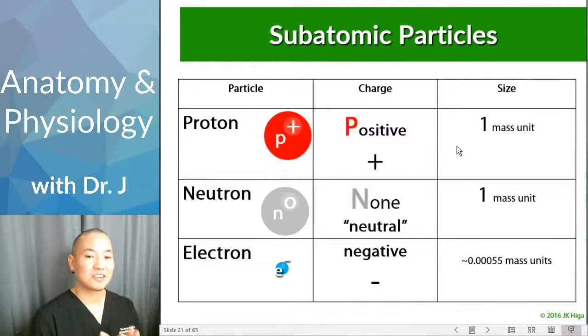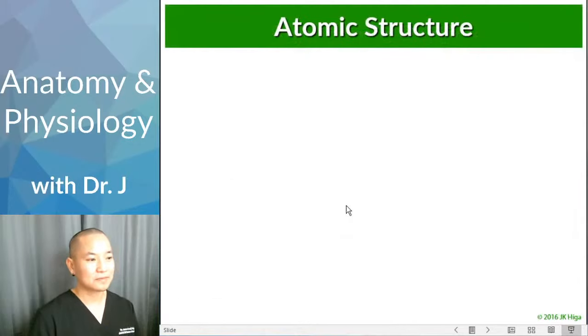So here's a chart summarizing all of the subatomic particles. The main thing is that I want you to definitely know the charges of each of these particles and their relative size. Do I want you to memorize the mass units of an electron? Not really. The main point is that electrons are really tiny, even though I'm showing them relatively small. If I showed them to scale, you wouldn't be able to see them in this image. So let's talk about how these subatomic particles are arranged in an atom.